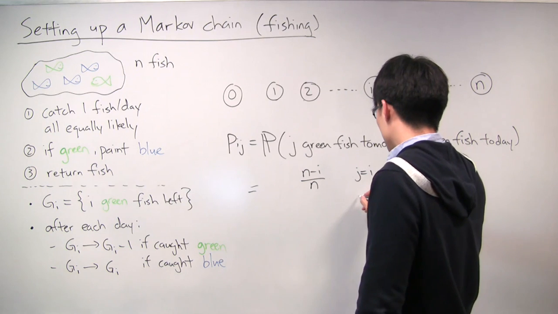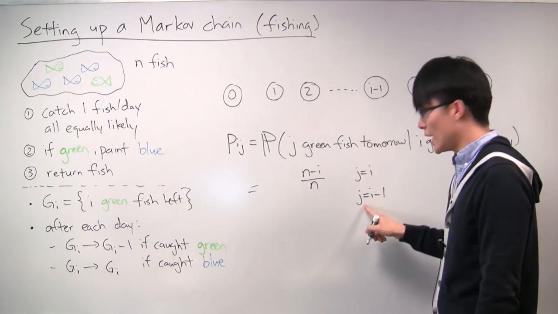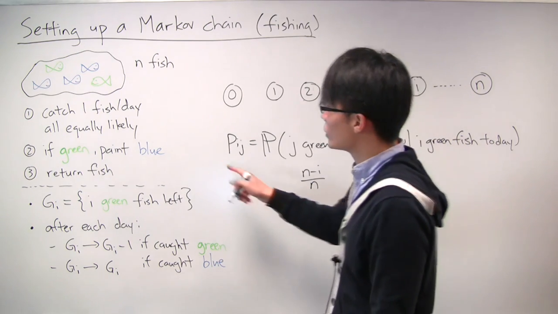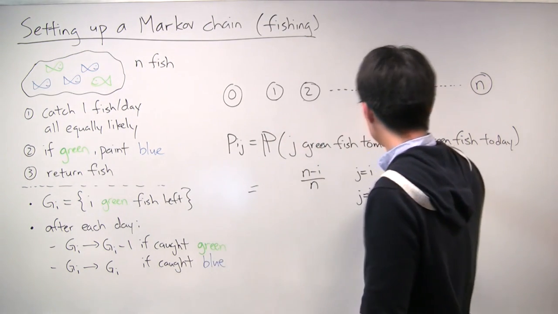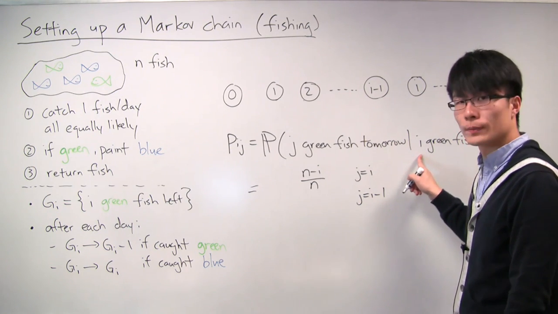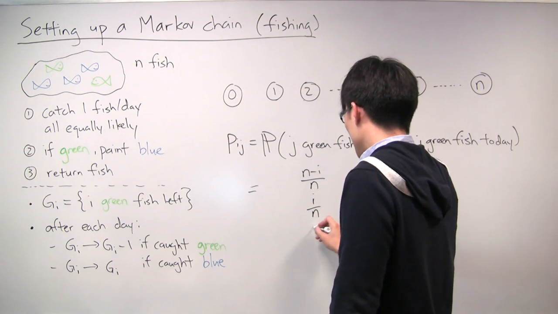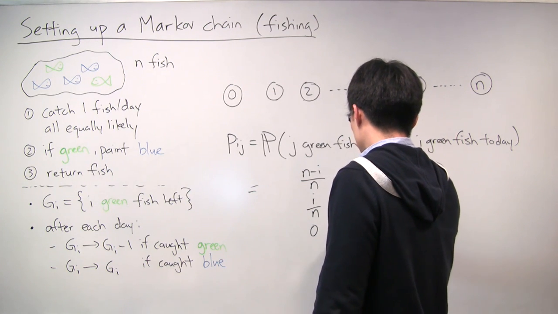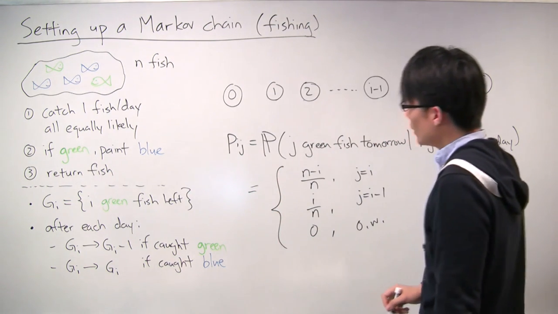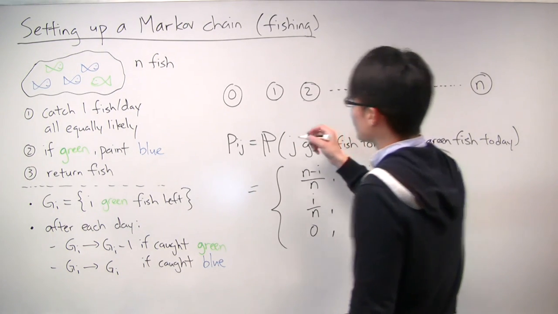Now, the other possible transition is you go from i to j equals i minus 1. So i goes down by 1, and that happens when you catch a green fish. Given that there are i green fish, what's the probability that you catch one of those? Well, it's going to be i over n. And finally, every other transition has 0 probability. All right, so now we can add those transitions onto our Markov chain.